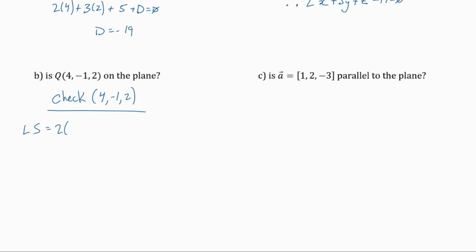So let's see, the left side is 2 times 4 plus 3 times negative 1 plus 2 minus 19. So that works, and the right side is just 0. This works out to negative 12, not equal to the right side. Therefore, Q is not in the plane.